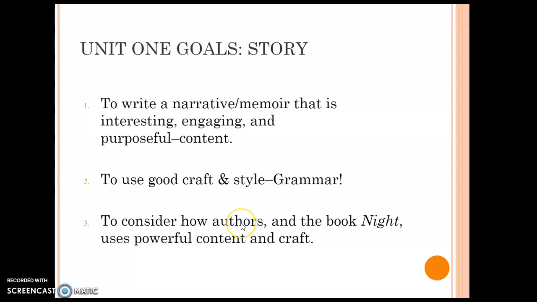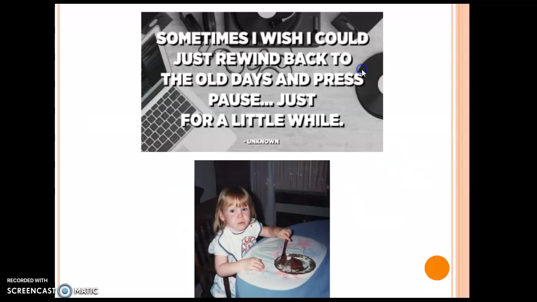When you consider authors throughout the entire year, especially books like Night, those are people who have written stories with powerful content and lessons. Night is about the Holocaust, it's about surviving, it's about father-son relationships, but also he writes it using very purposeful craft. Like he does some poetry in that book, he does short chapters, he does some very important imagery. So I want you to think about that during Unit 1.